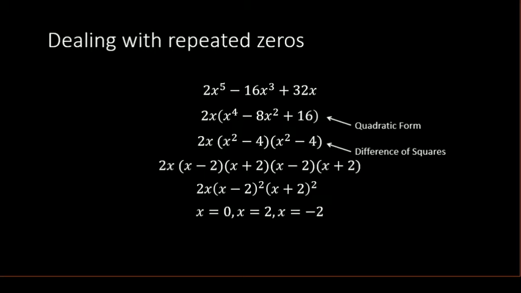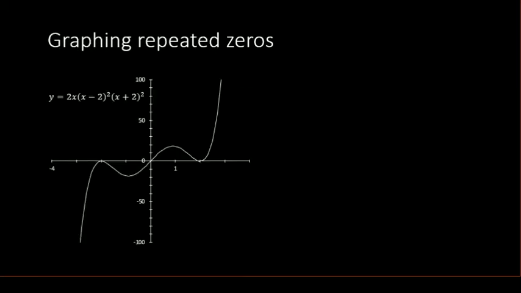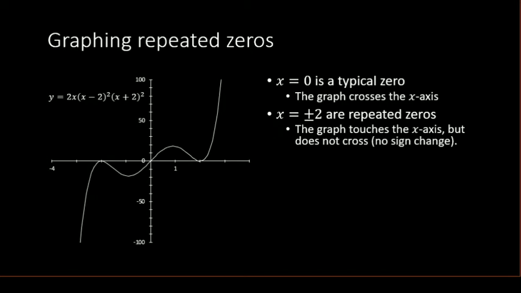As far as what that does to the graph, you'll see that x equals 0, which was our zero that was not repeated, looks pretty typical. The graph crosses right through. But at the plus or minus 2 zeros over there, the graph touches the axis, but then goes back to its original side. It doesn't cross. There's no sign change. If it's negative, it stays negative. If it's positive, it stays positive. And that is typical for zeros that are repeated twice.